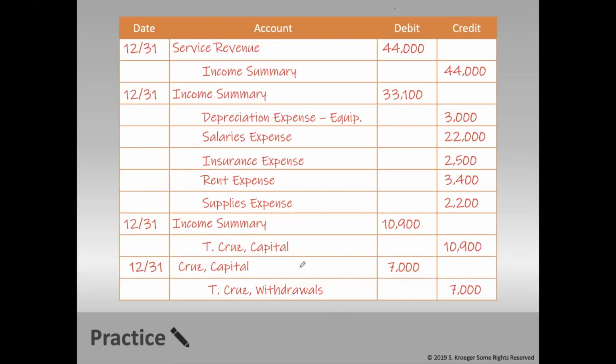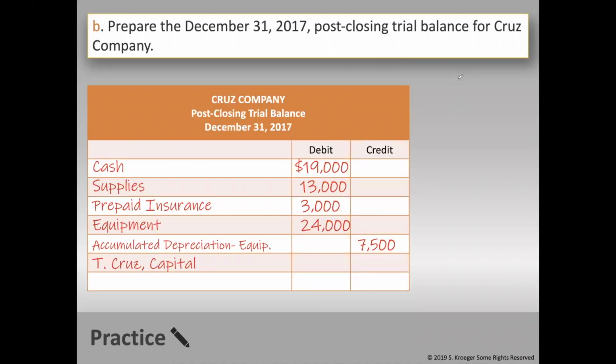As we look at the closing entries, we see that we did 2 entries to capital. We added the income of $10,900 and we subtracted the withdrawals of $7,000 from it. This is what we need to do. We begin with the balance of $47,600 plus the income minus the withdrawals. We get a total of $51,500. This should be our new balance.